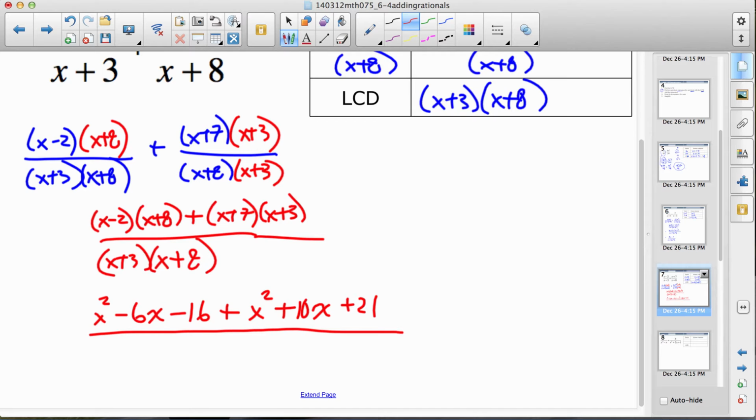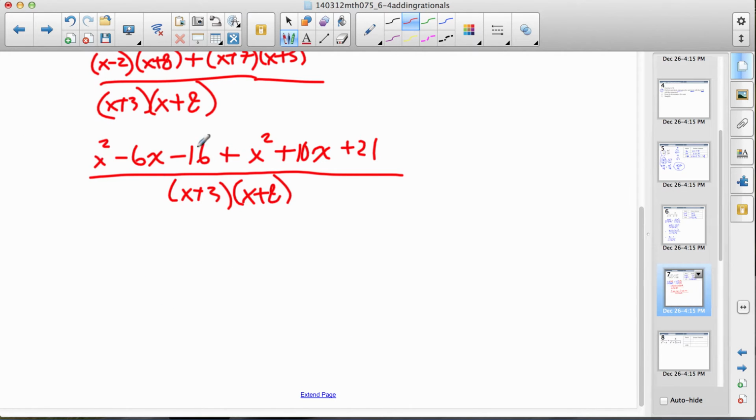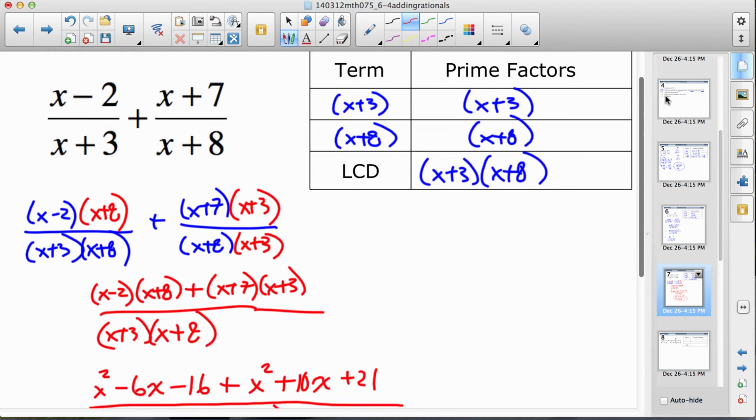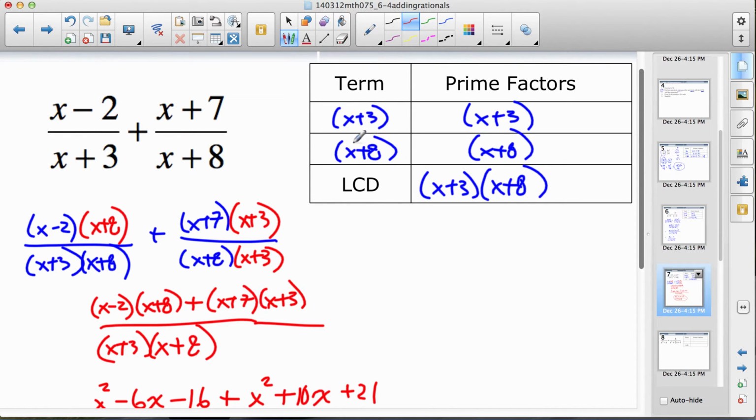All over x plus 3 times x plus 8. Now let's just collect like terms on the top. x squared and an x squared, that would be 2x squared. Minus 6 plus 10 would be plus 4x. And then minus 16 plus 21, that looks like it's plus 5. So that's the numerator all over my denominator, which is x plus 3 times x plus 8. So that is my sum if I were given this as my question.